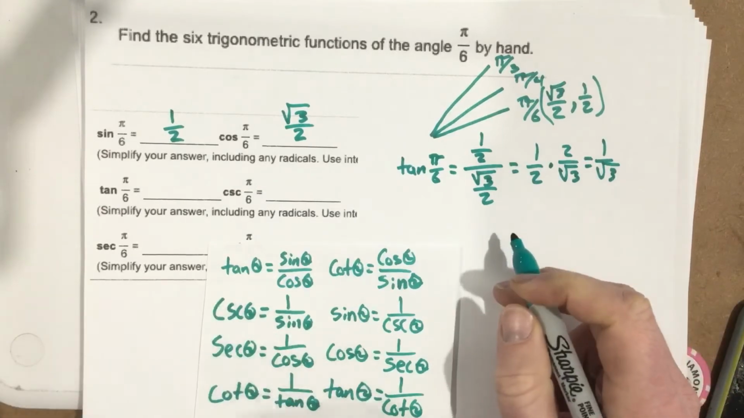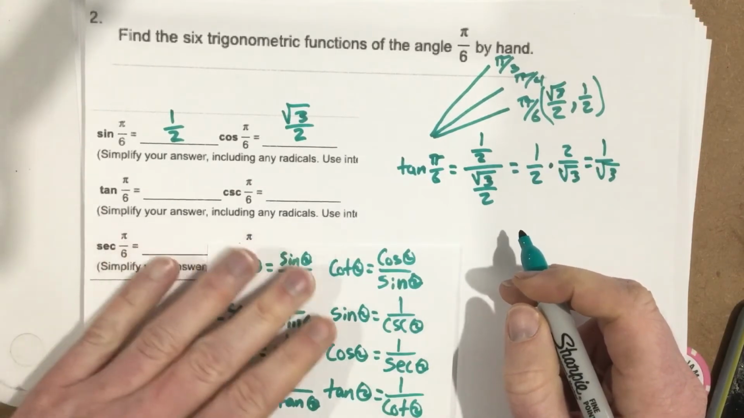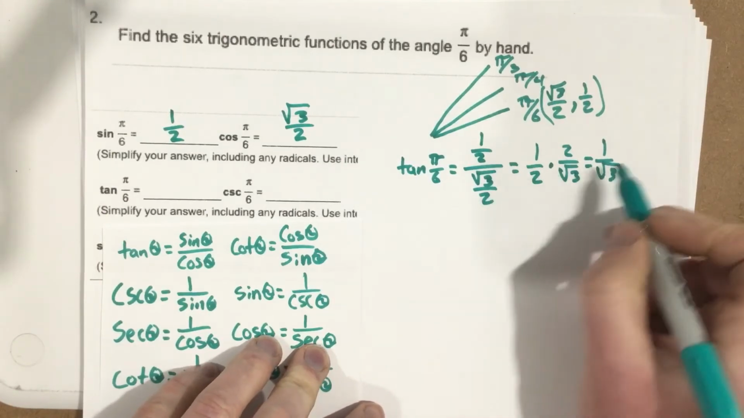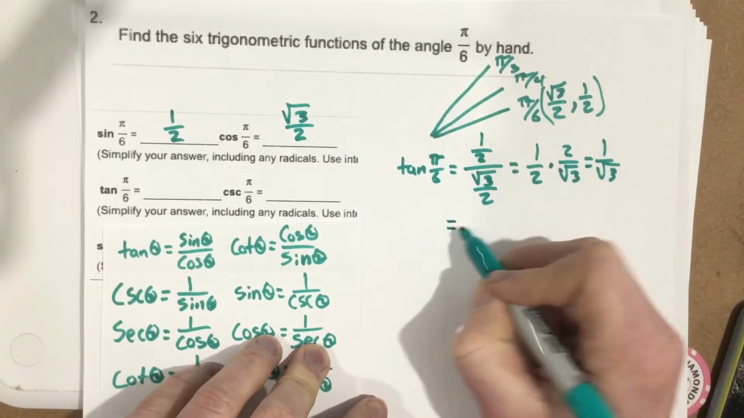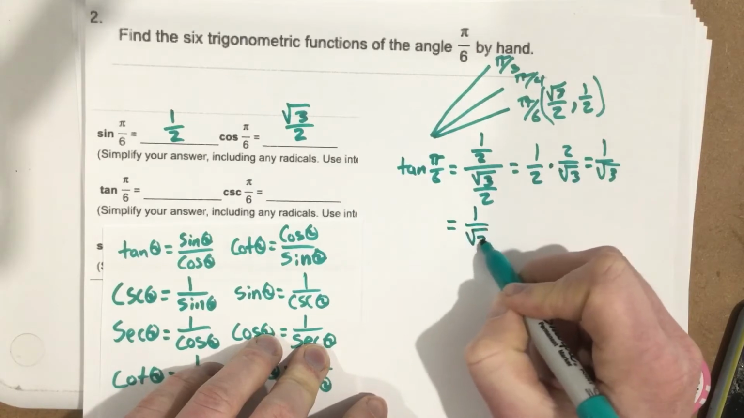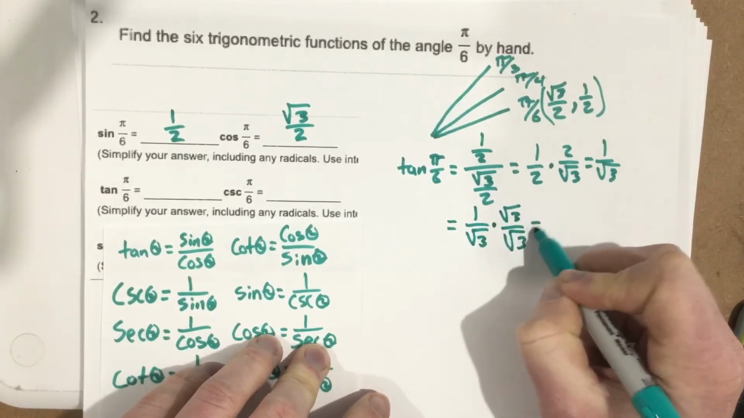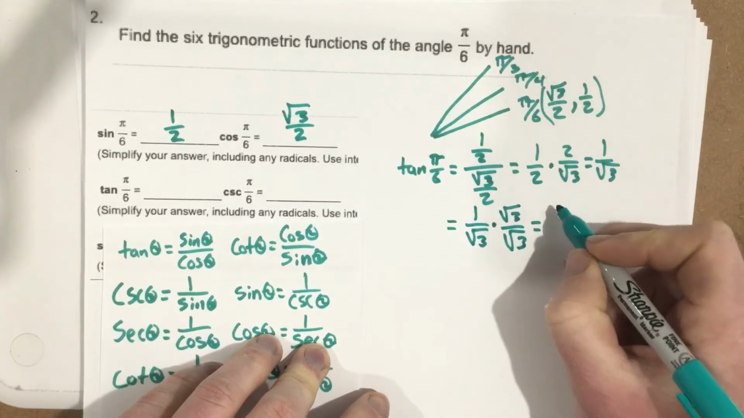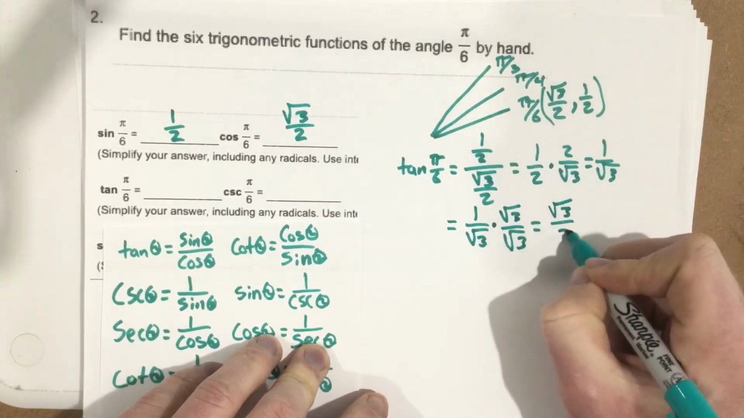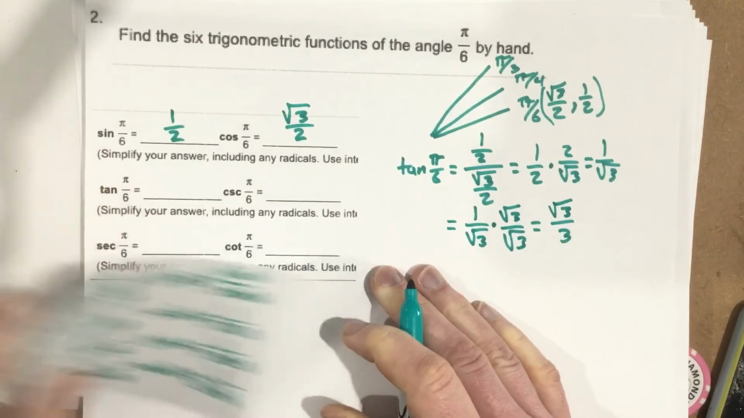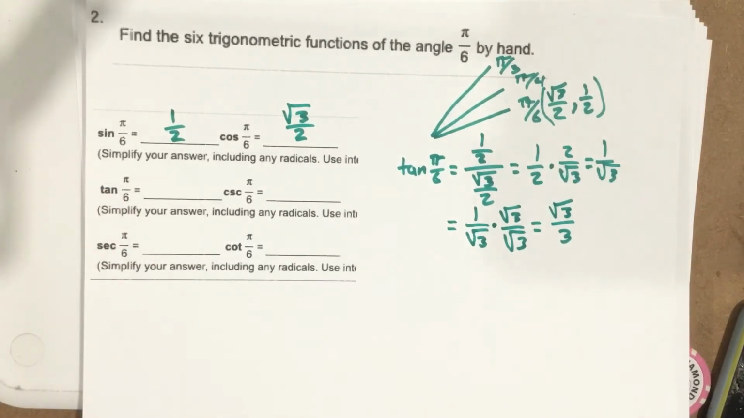Now, they might accept that answer. I don't really know if they accept that answer or not, but I think it's good to just practice rationalizing the denominator. So I have 1 over root 3. I'm going to multiply by root 3 over root 3 to rationalize, and that would be root 3 over 3. So this is good practice. I don't know if they'll accept that answer or not. Let's take a look.